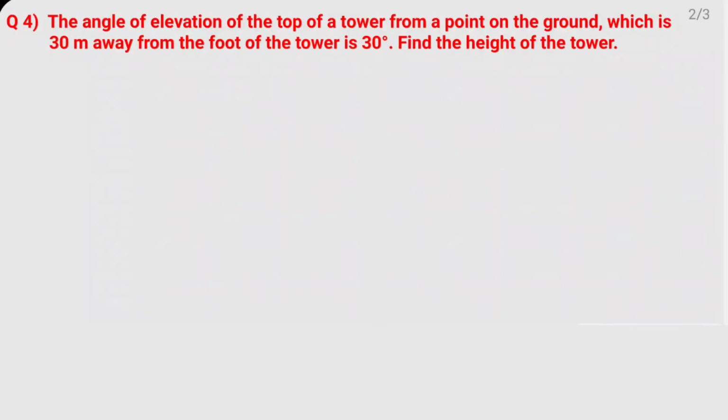Well students, look at the next problem. The angle of elevation of the top of a tower from a point on the ground which is 30 meter away from the foot of the tower is 30 degrees. Find the length of the tower.